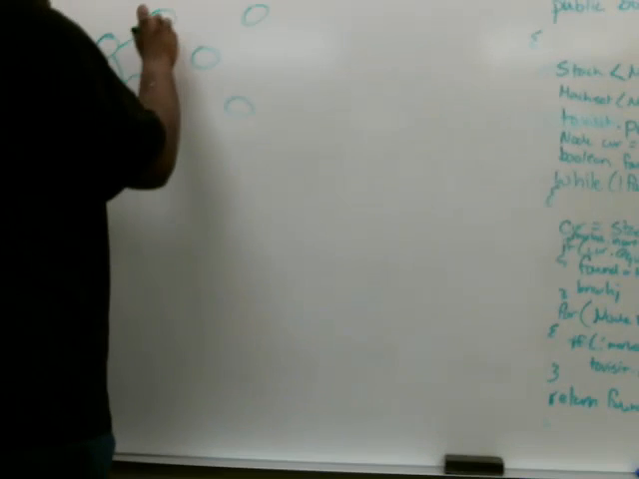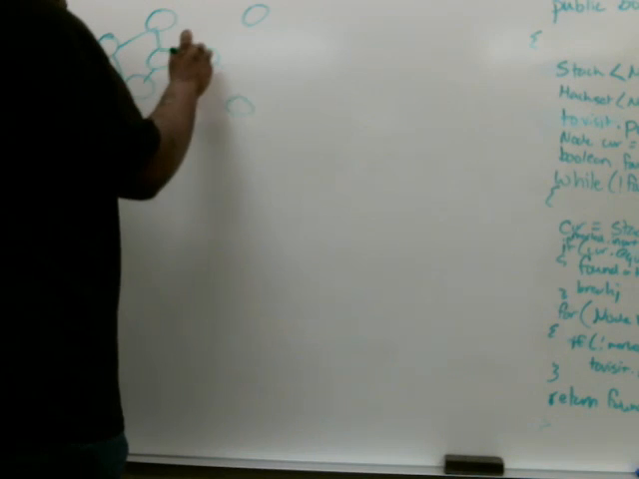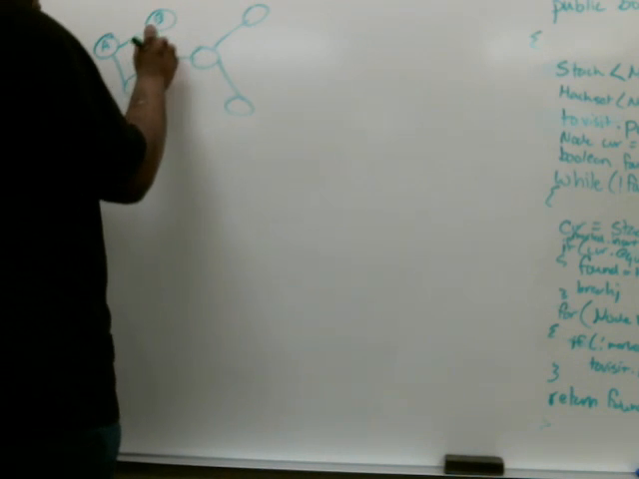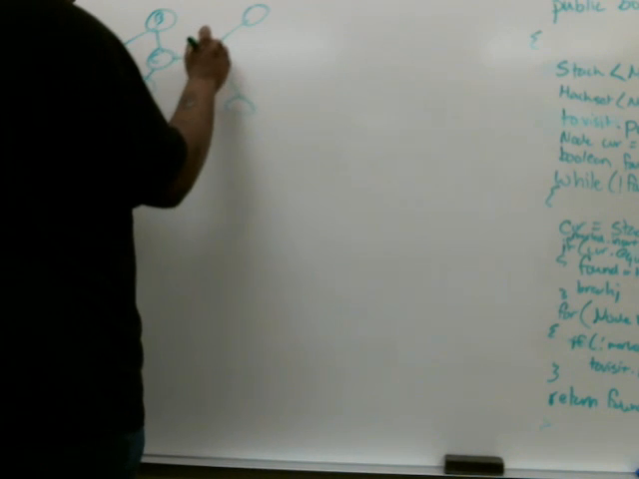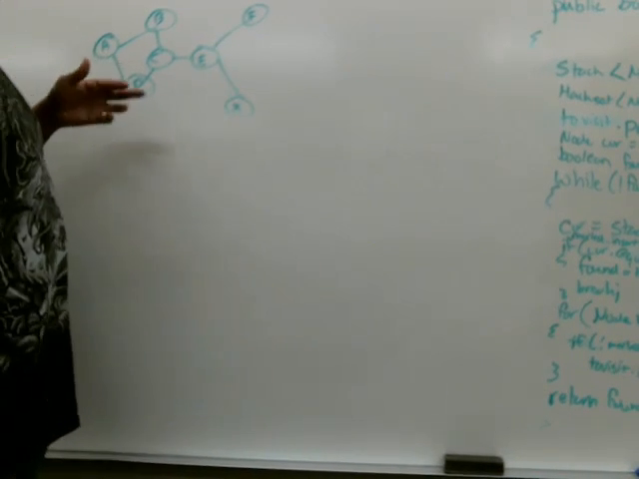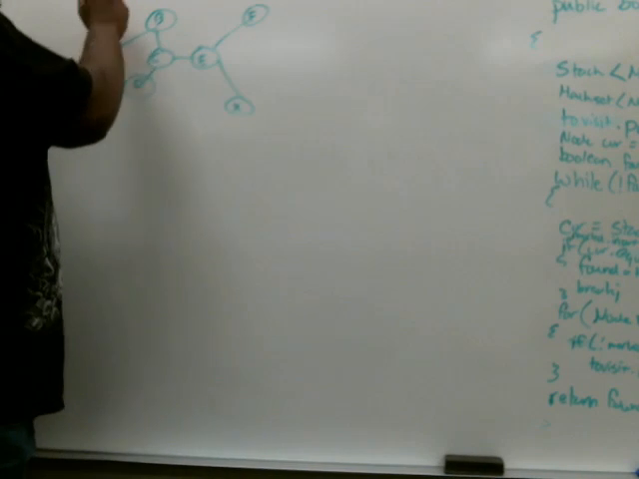Okay, so let's get a graph again. An undirected graph with no weights. Let's say this is A, B, C, D, E, F, X. Okay, so here's our graph. Let's say that our starting node is A. Say our destination is X.